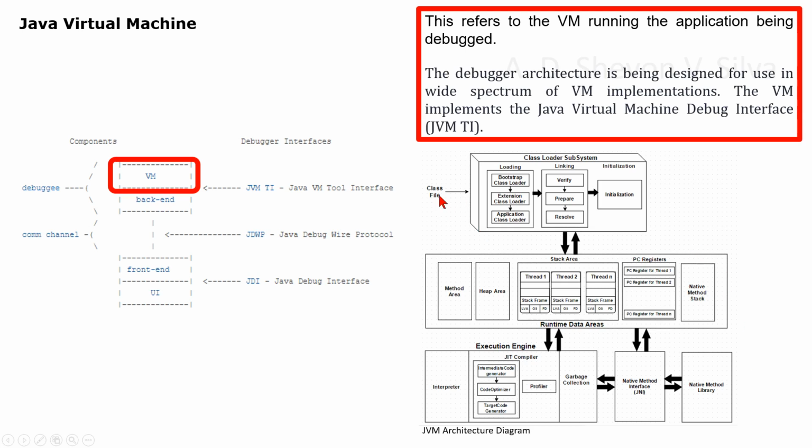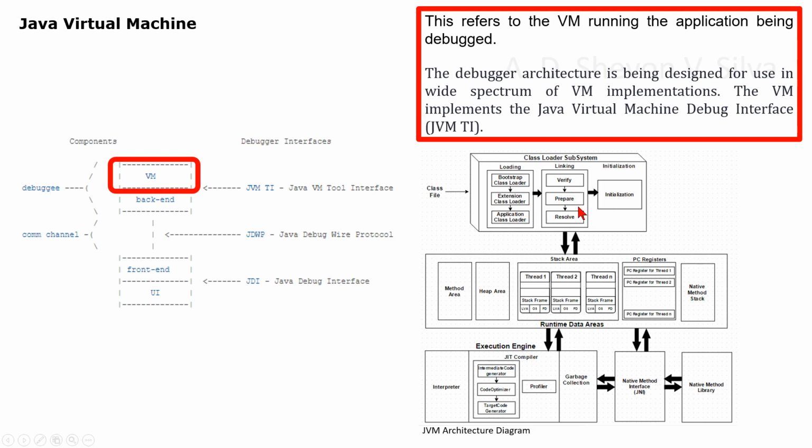Here the class file is connected to the class loader subsystem. Loading, linking and initialization are inside the class loader subsystem. Bootstrap class loader, extension class loader and application class loader are inside loading. Bootstrap class loader is connected to extension class loader. Extension class loader is connected to application class loader. Loading is connected to linking.